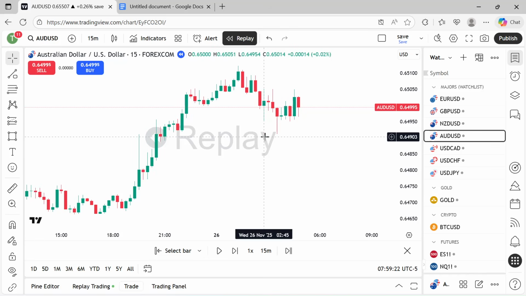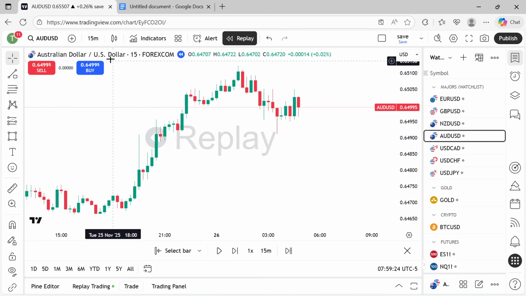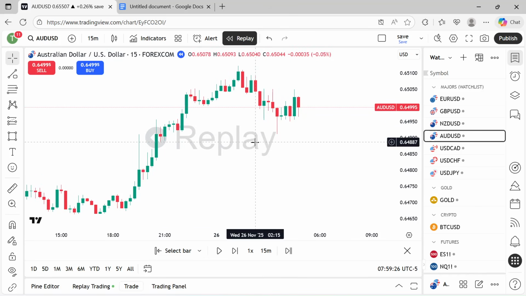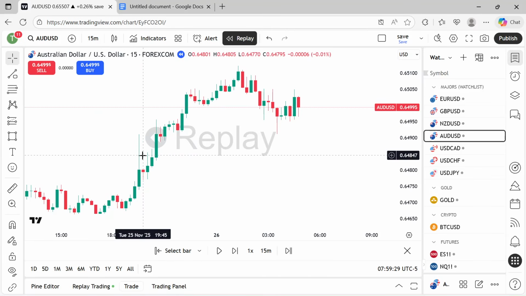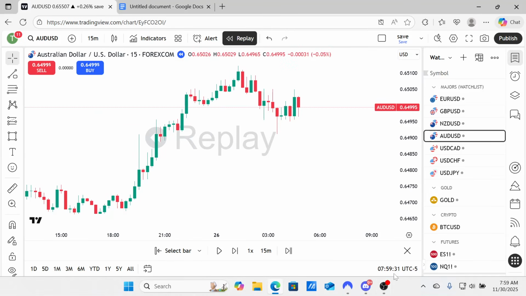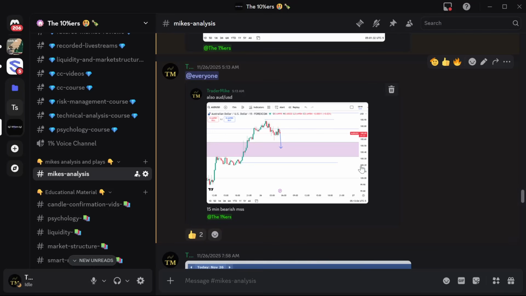All right, I'm going to give you another setup from this week that I took with AUD/USD. And this is with a failed 2 example. Come with the receipts. See, like right here, free Discord. Right there, see that? 15-minute bearish market structure shift.